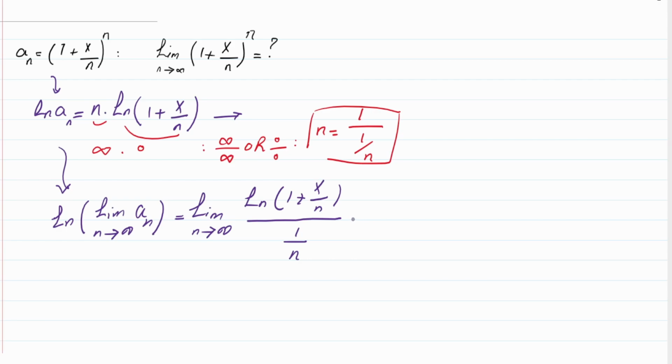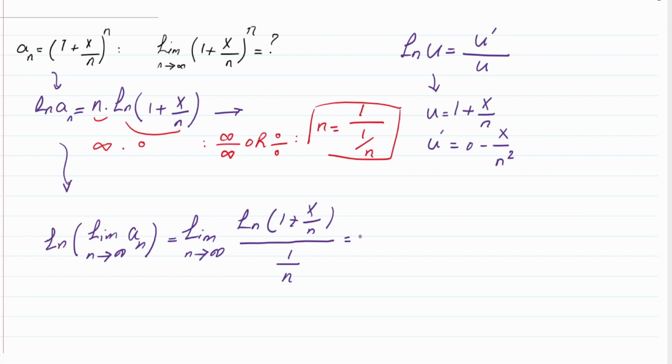Now we can use the L'Hopital rule by differentiating the denominator and the numerator. We know that the derivative for the function ln u is u prime divided by u. Here in this example, u is equal to 1 plus x over n. If we take the derivative of u, it's going to be 0 minus x divided by n squared.